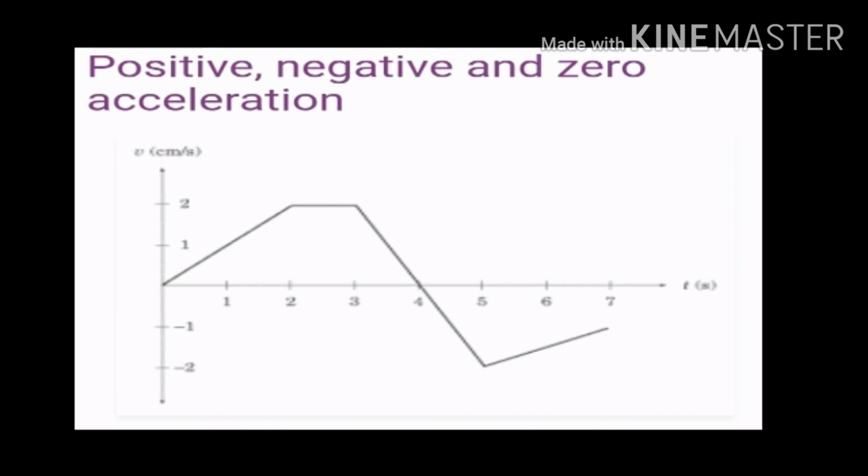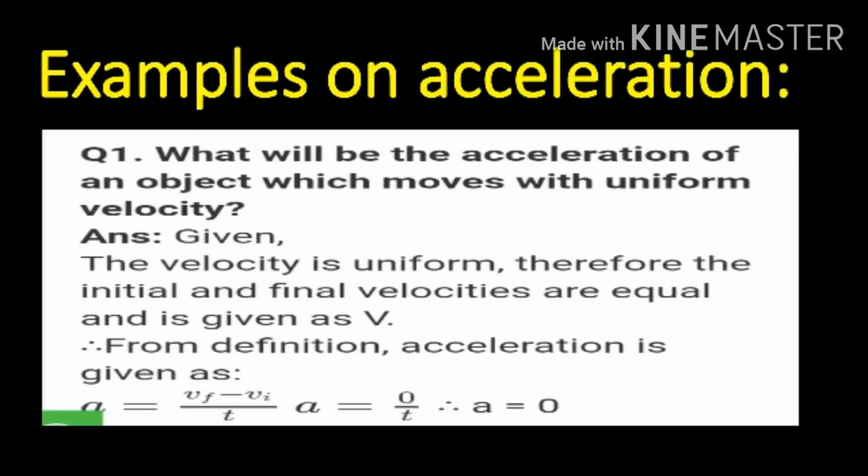Now we will see some examples on acceleration. So our first example is, what will be the acceleration of an object which moves with a uniform velocity? In this question, the velocity is uniform. Therefore, the initial and final velocities are equal, given as v. From the definition, acceleration a is equal to Vf minus Vi upon time, which is 0 upon time, and we got acceleration is equal to 0. So this is the first example.